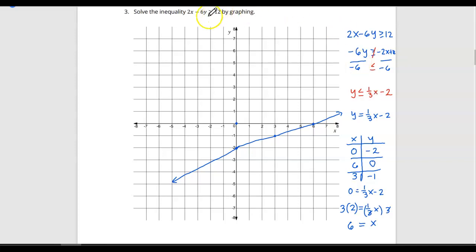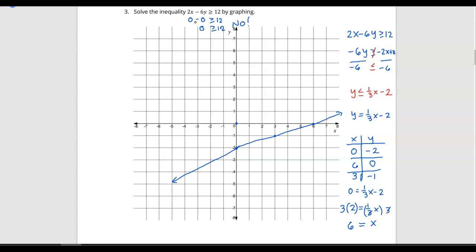So for instance here, let's try plugging into the original inequality. If x is 0, this will just be 0 minus 6 times 0, that is just 0. The question is, is 0 greater than 12? Because you have 0 here. Is that true? The answer is no.